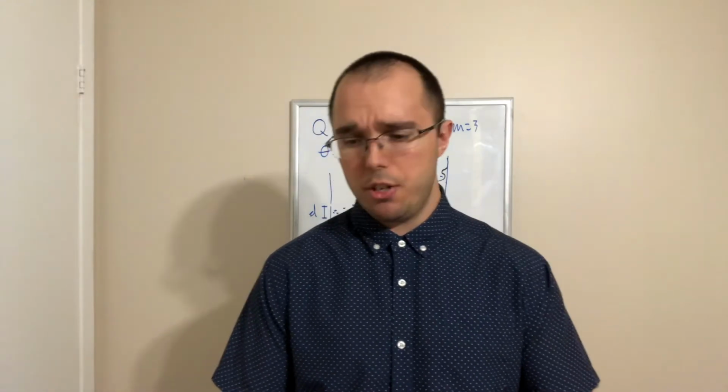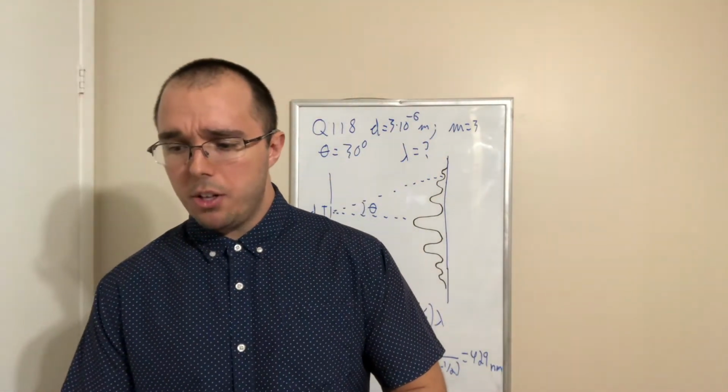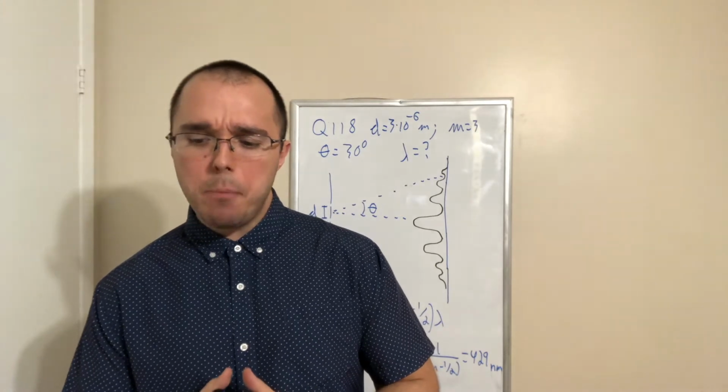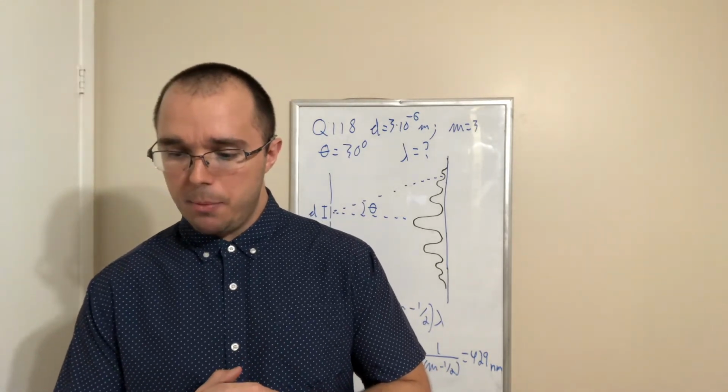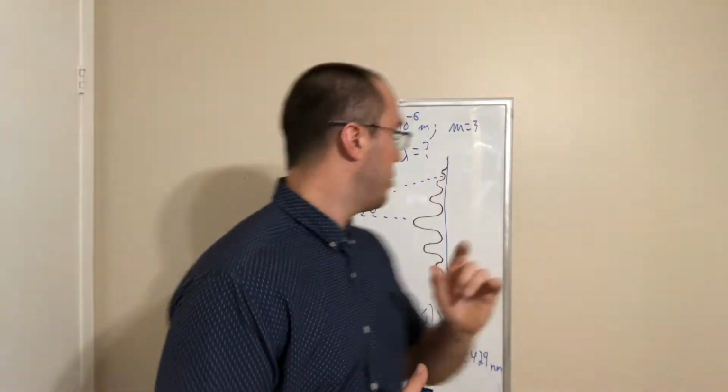All right, this is the third example of chapter 6. It is question 118. Let's read the question first. Calculate the wavelength of light that has its third minimum at an angle of 30 degrees when falling on a double slit separated by 3 micrometer.